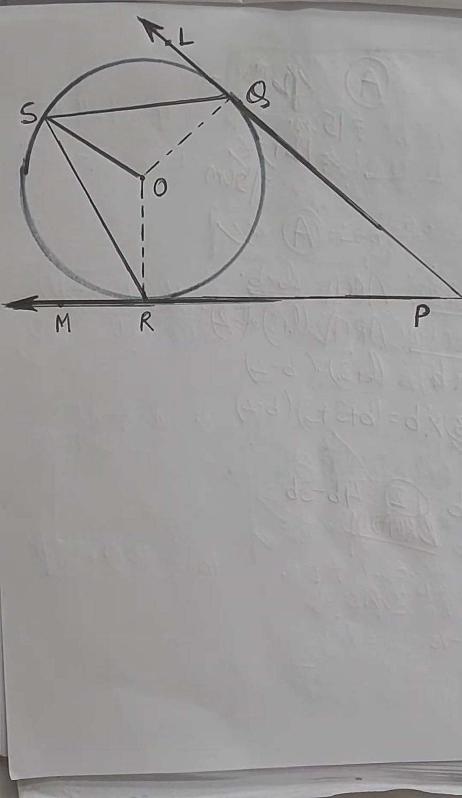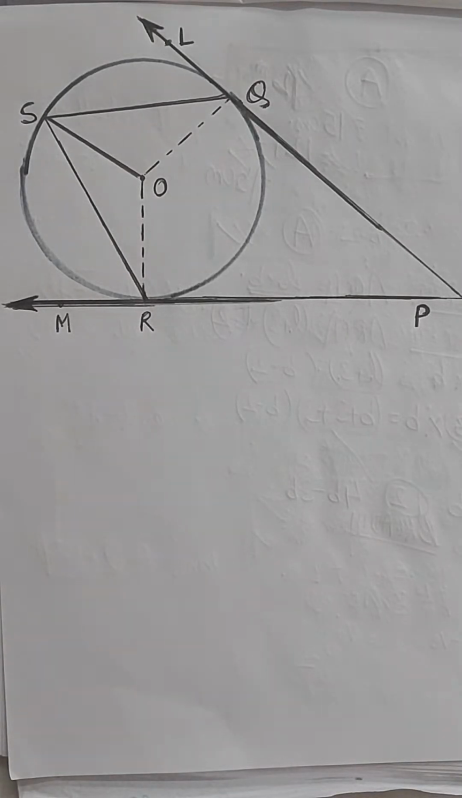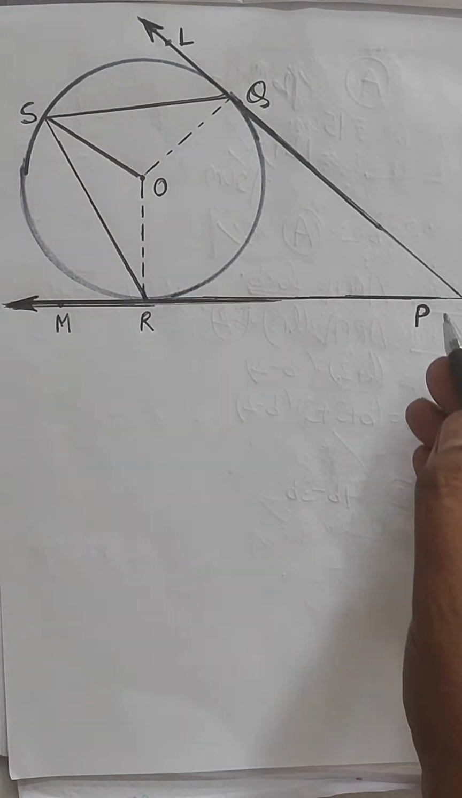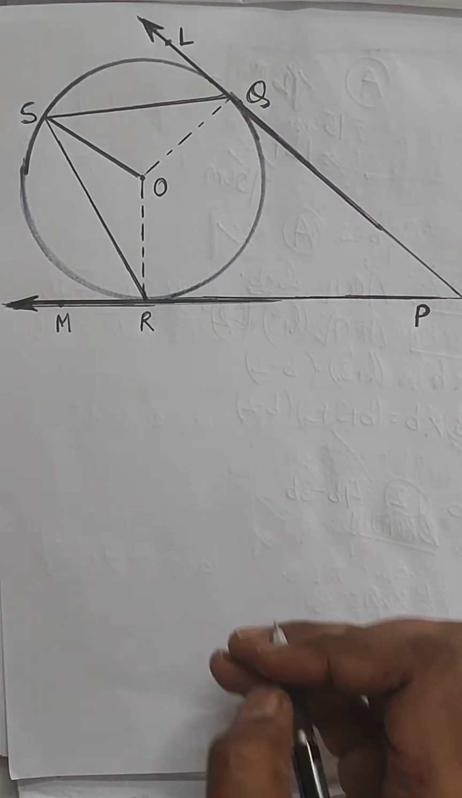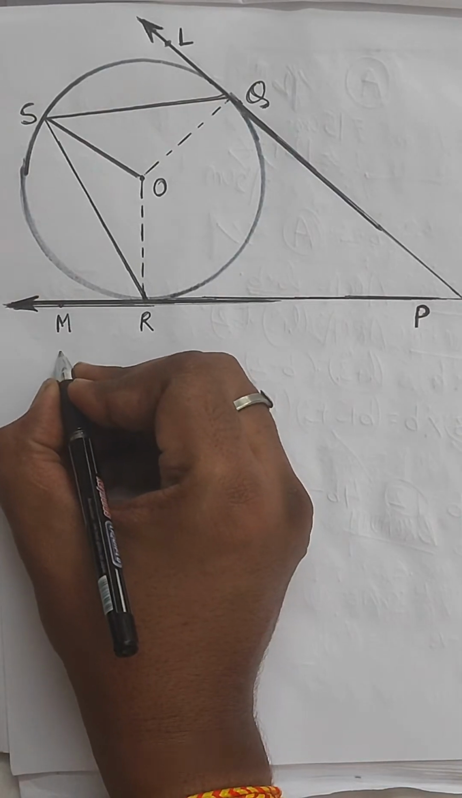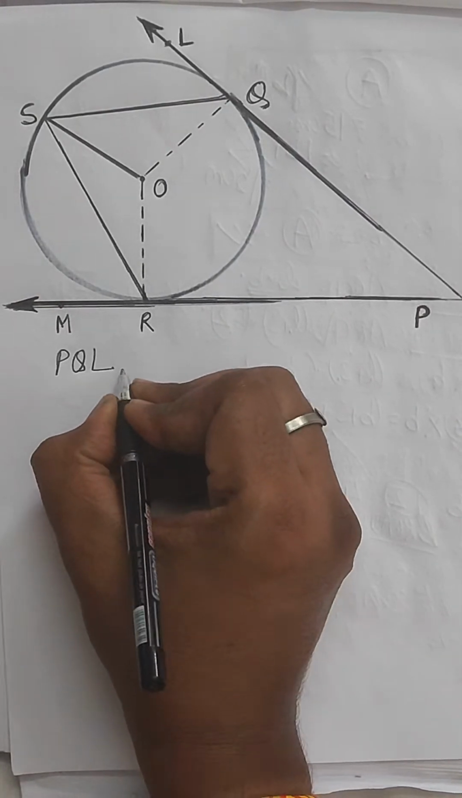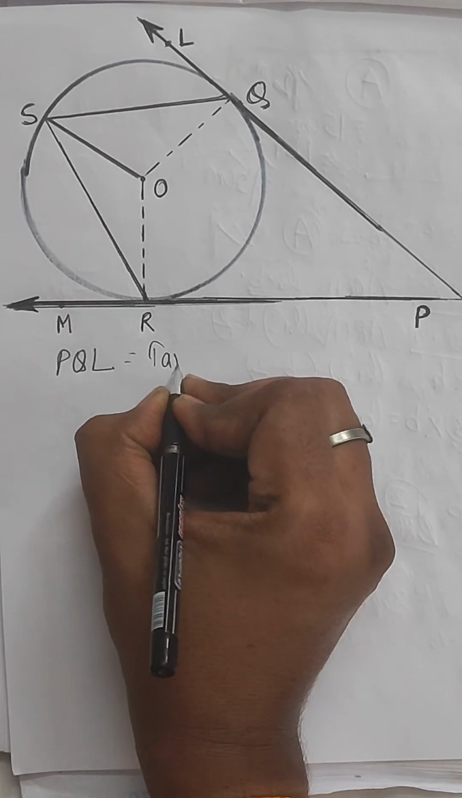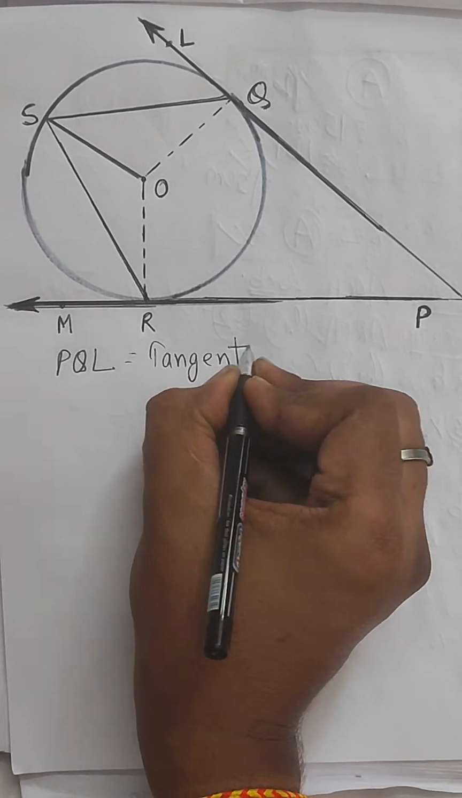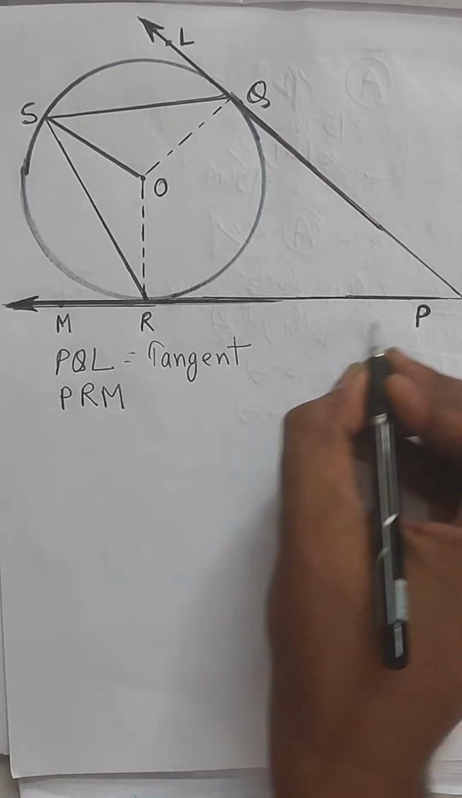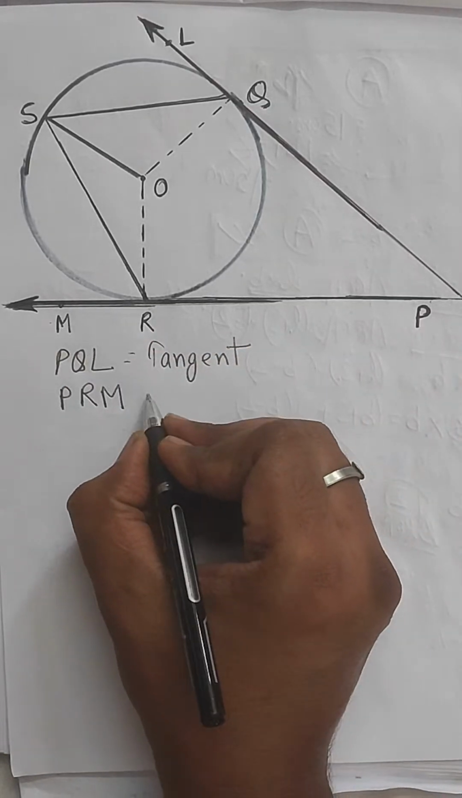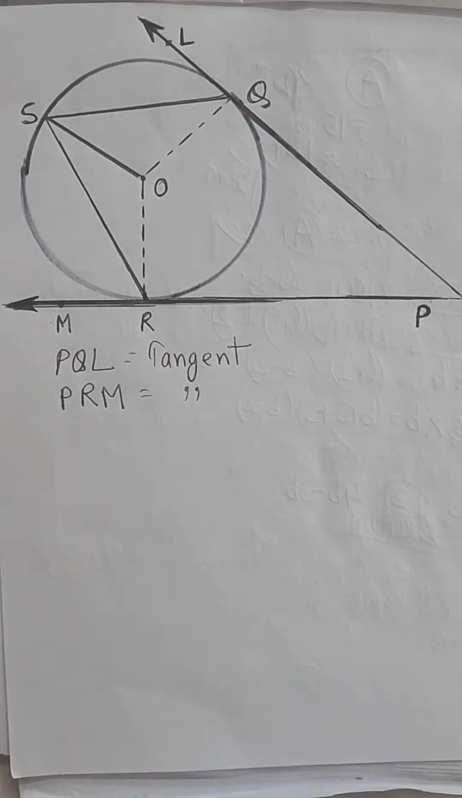So the question is, in this figure as shown to you, O is the center. This O is the center of the circle, and PQL and PRM are the tangents, right? So let me write it. PQL is a tangent and PRM, this one, is also a tangent.